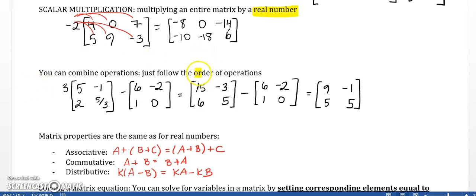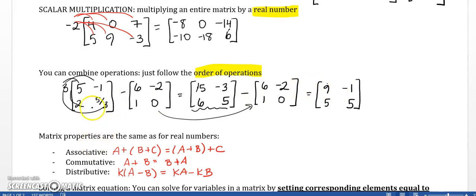Just be sure you follow those order of operations that you guys are already aware of. So if you have 3 times this matrix minus this matrix, you're going to want to take care of the 3 first and do that scalar multiplication, and you end up with this. Then you're going to subtract this matrix, and then you subtract your corresponding elements. So like 15 minus 6 is 9, negative 3 minus negative 2 is negative 1, etc.